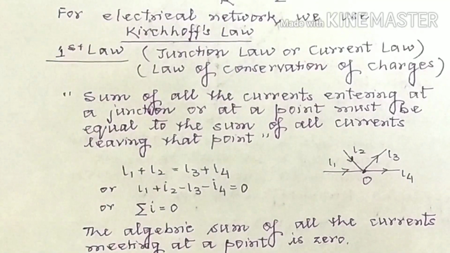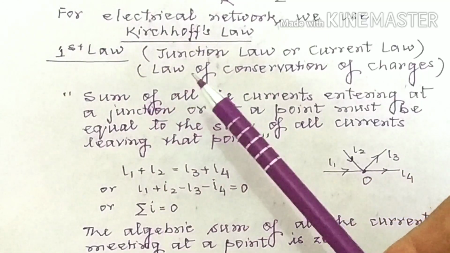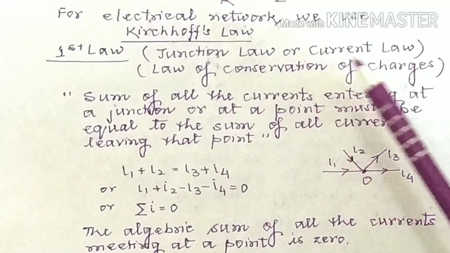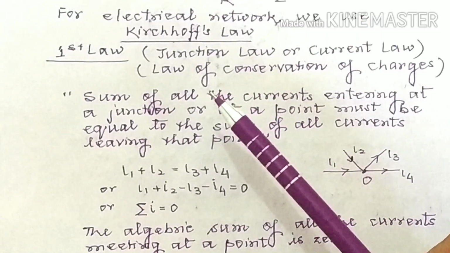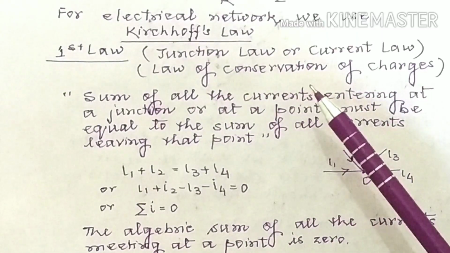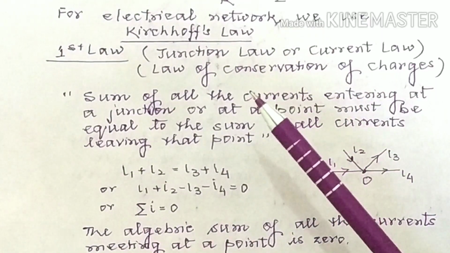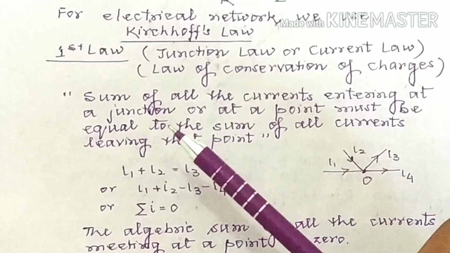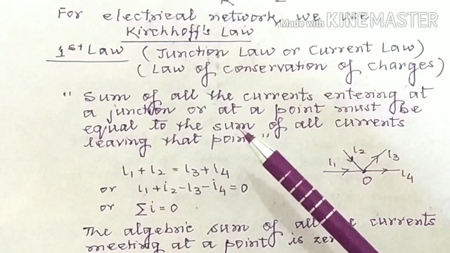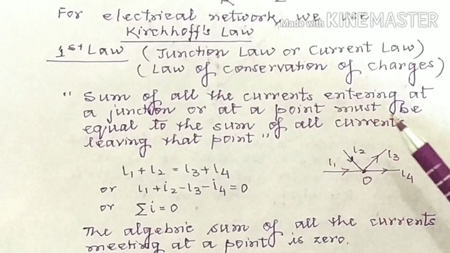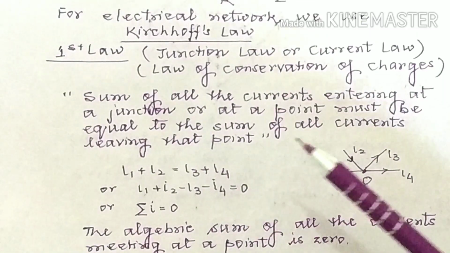And there are two laws, students. The first law is called the junction law or current law. This is also very well known as the law of conservation of charges. So what is Kirchhoff's first law? The sum of all the currents entering at a junction or at a point must be equal to the sum of all currents leaving that point.